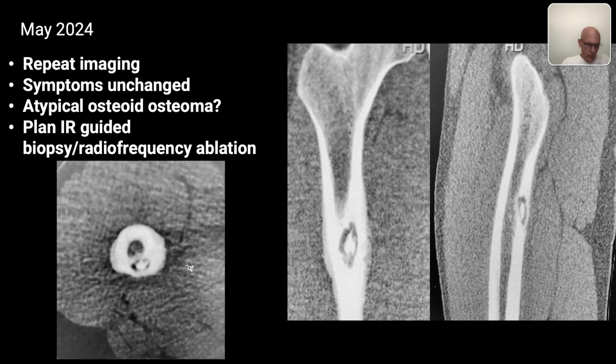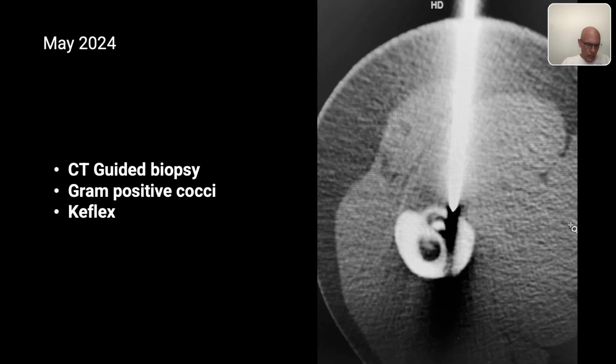New slide. So patient elected not to be treated, but the symptoms were unchanged. And so, as often happens on our side, the lesion was re-imaged. And to my eye, it looks like there's a bit more lucency around the intracortical process. Anyhow, so they were scheduled for an IR-guided biopsy, and if the lesion was consistent with an osteoid osteoma, then an ablation. New slide. But lo and behold, pus came out, and it was gram-positive cocci, and so cultures were obtained, and the patient was treated with Keflex.